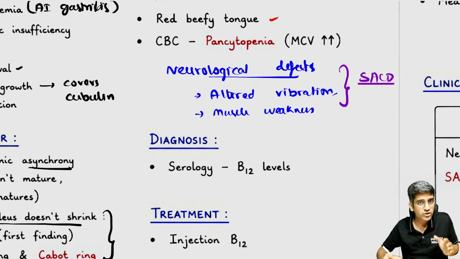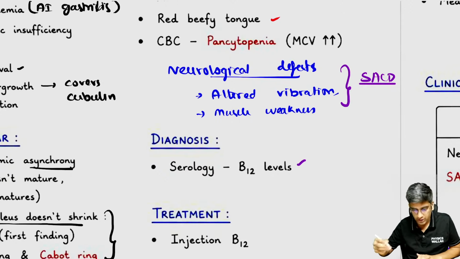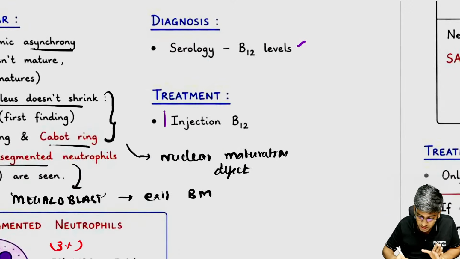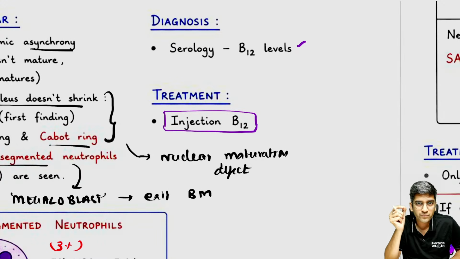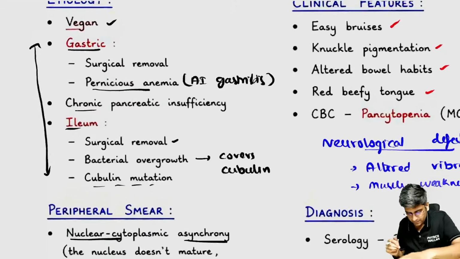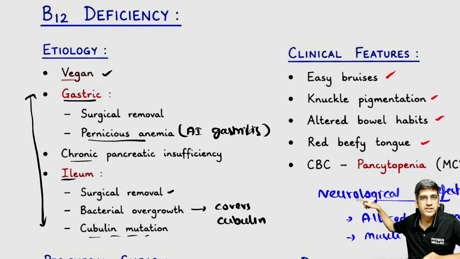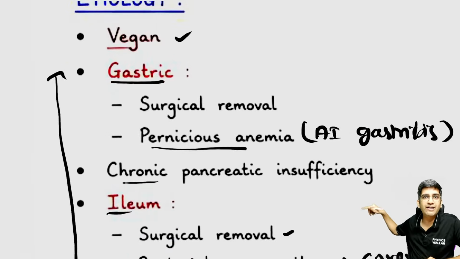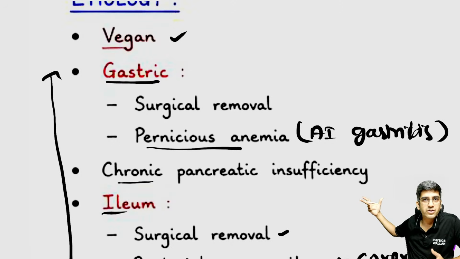The moment I know this, I check B12 levels, they are reduced, and we treat with B12. Since the majority of them are absorptive defects, treatment for megaloblastic anemia is always B12 injection, not oral tablets, unless you are a vegan. If you're a vegan, you're not taking enough B12, so give supplements. In none of the other cases will supplements be a solution.